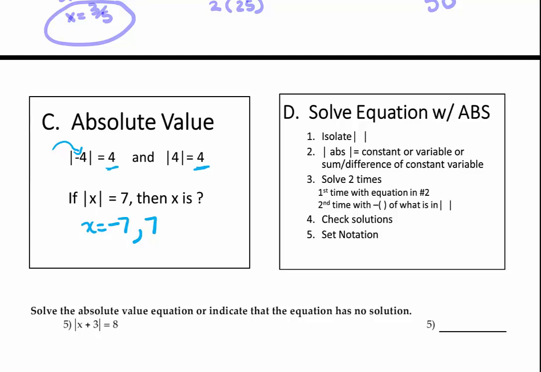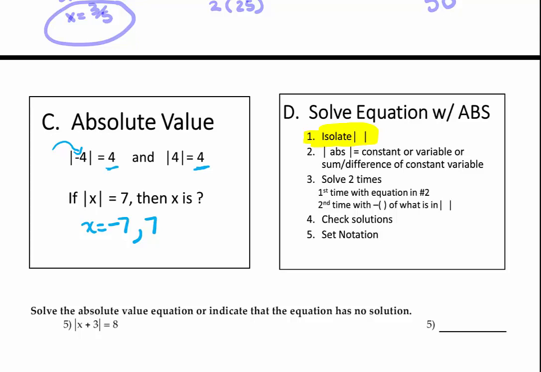So solving equations with absolute value, one of the most important things is that you have to isolate the absolute value first. That doesn't mean that you can simplify and distribute inside the absolute value. You have to isolate the absolute value. So once you have your absolute value isolated and you have everything over on the other side, then is when you can solve it 2 times.